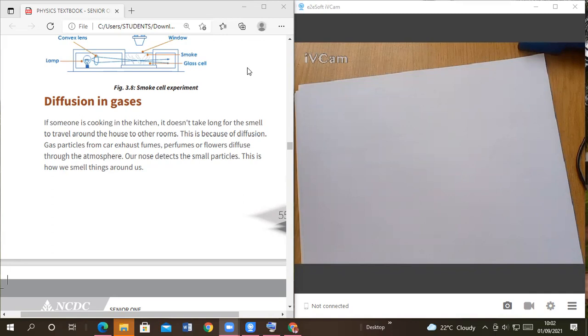Who else? Who has ever experienced or noticed diffusion taking place somewhere? Teacher, me again. Yes, Trace again. Also in a rubbish pit. If the rubbish is smelling badly, you can smell it. Very good, very good. In a rubbish pit.